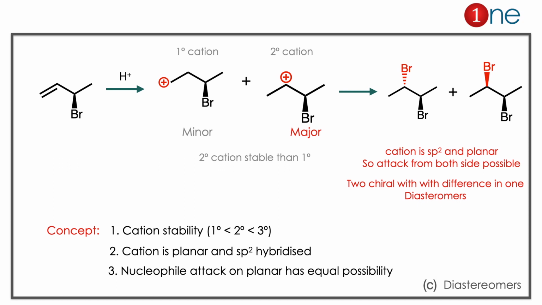Here you have to learn two important concepts. One is cation stability, basically the Markovnikov rule. The tertiary cation is more stable. It dictates the product and is the major one. The second thing is cation shape. The shape of the cation is planar, so it's sp2 hybridized, which leads to both-side attack. So diastereomers are formed.